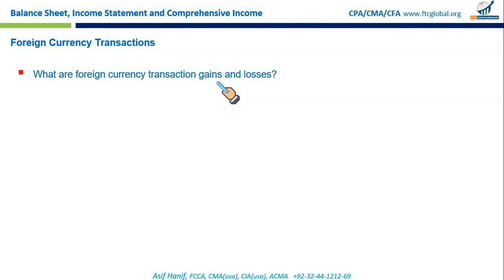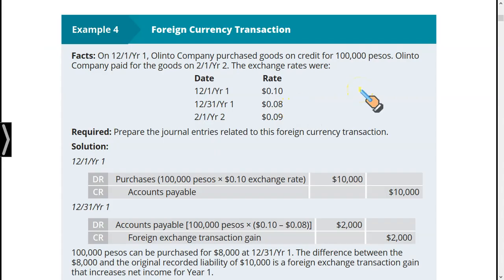So what happens? For instance, if a US company buys goods from a German company and the transaction is in euros, any change in euro to dollar exchange rate by the time they pay could lead to a gain or loss. Let us discuss this with the help of an example. So please note, this gain and loss is not always at the settlement date. The gain and loss would also be recognized on every balance sheet date.